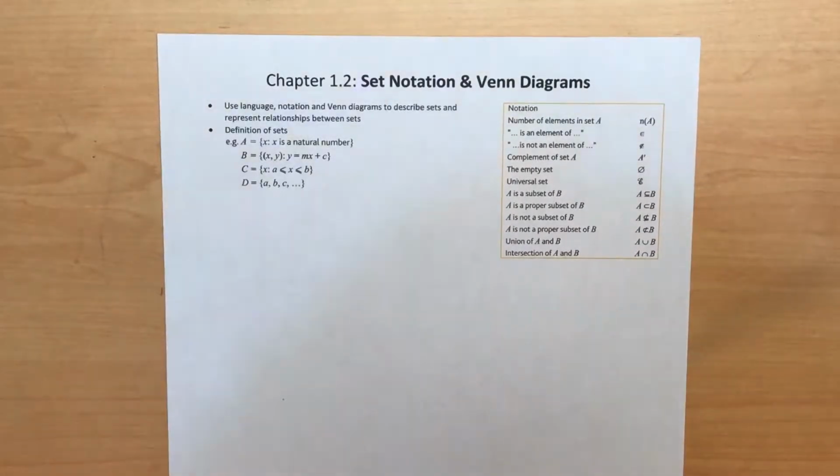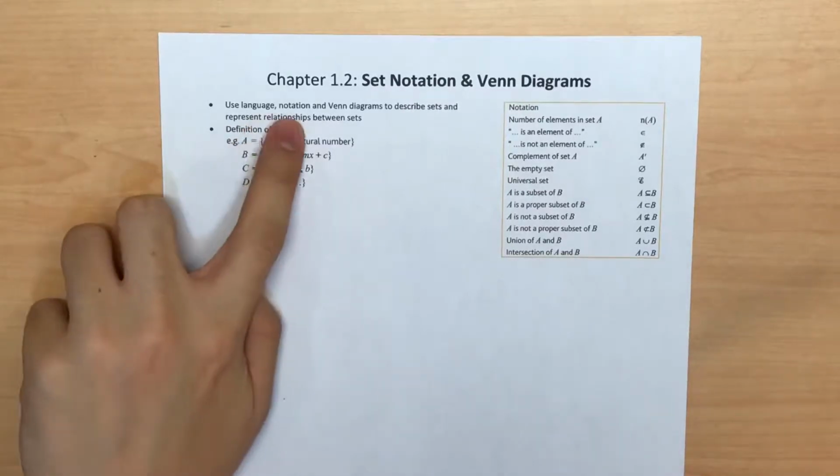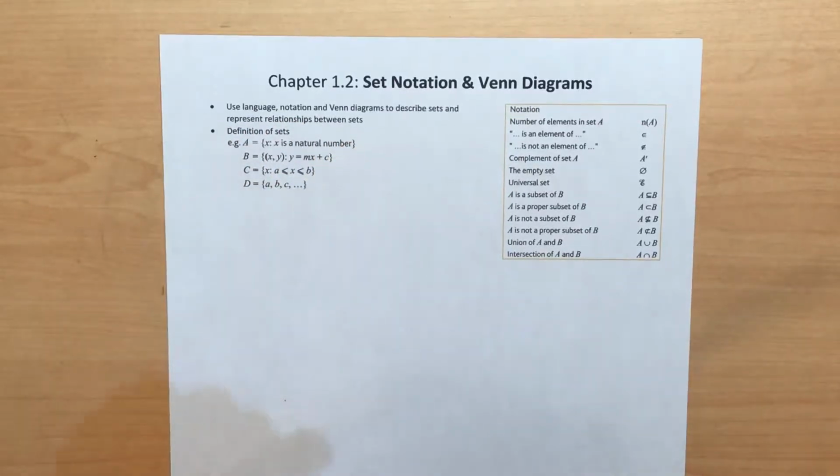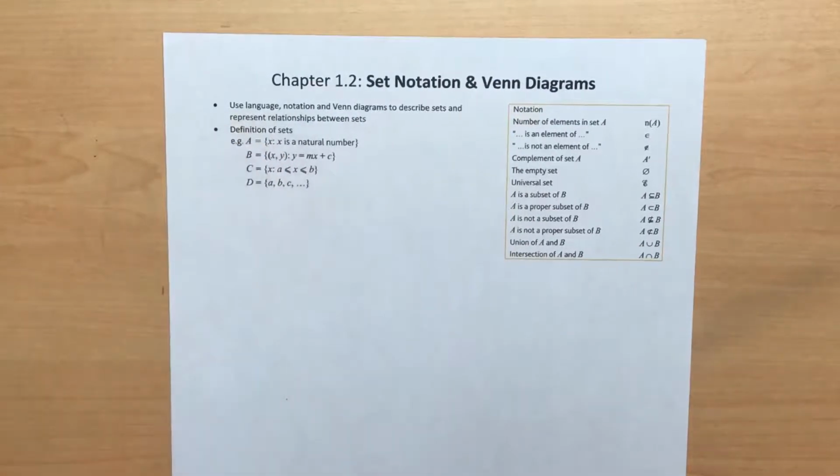Hey guys, today we are going to discuss chapter 1.2, set notation and Venn diagrams. At the end of this lesson, you should be able to use language, notation and Venn diagrams to describe sets and represent relationships between the sets. And you should be able to define the sets.